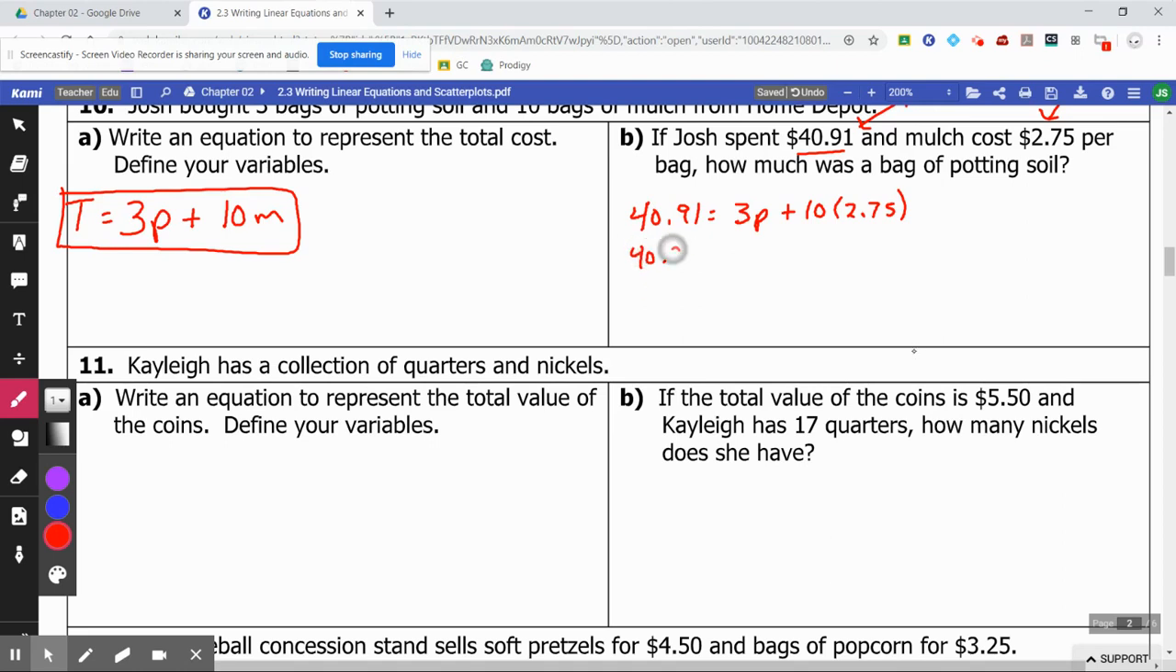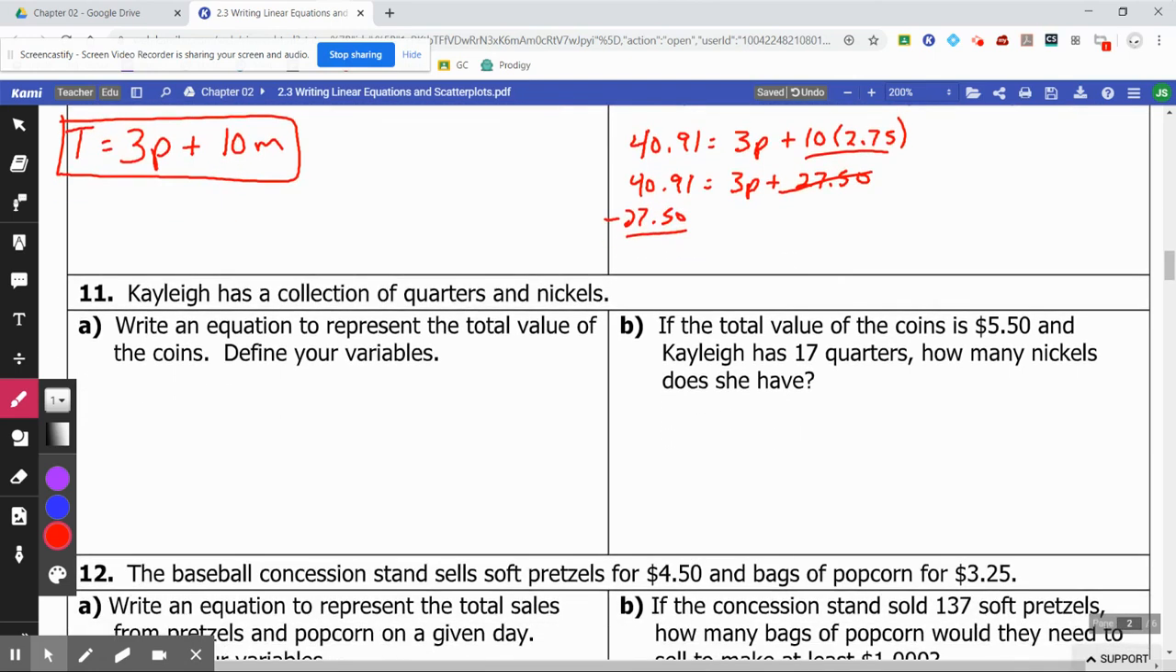So $40.91 is equal to 3P plus, we can actually multiply this, that'd be $27.50. Subtract off the $27.50, and you're left with $13.41 is equal to 3P. And when you divide by 3, you find out that P is equal to $4.47. So that means each bag of potting soil would cost $4.47.